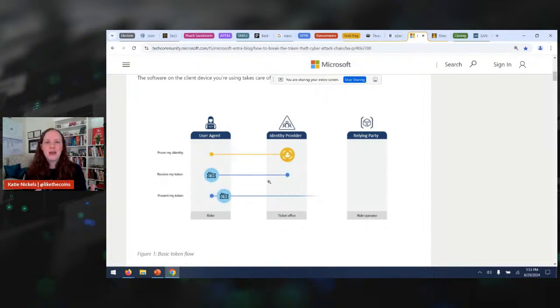That's what this graphic is explaining, right? And this is how tokens work. So the user says to the identity provider, this is like you're going to the ticket office and you're saying, cool, give me my ticket. So the identity provider gives you your token, your ticket. And then as a user, I go to whatever my application is and I say, cool, I have my ticket, give me access. And whatever that relying party or application is, they say, cool, you got the ticket, you can go on the roller coaster.